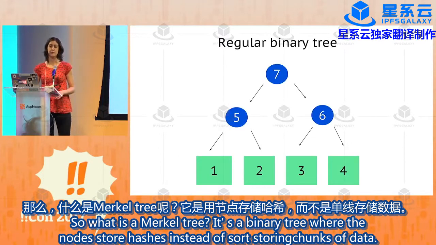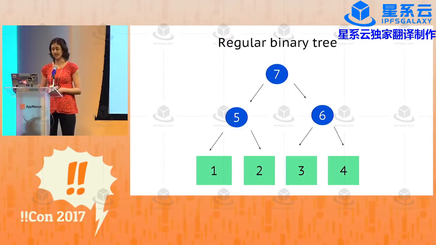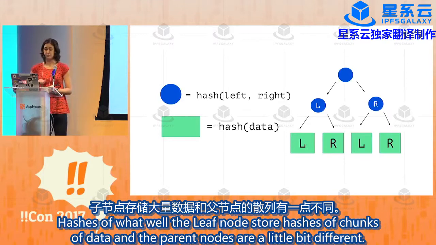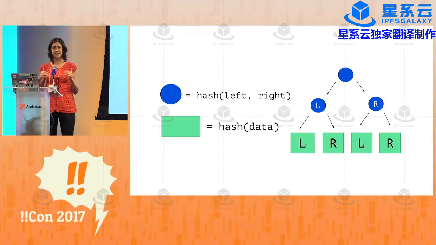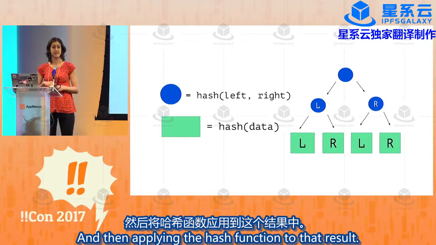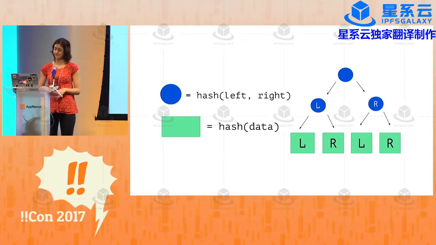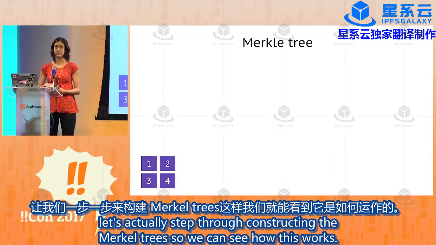It's a binary tree where the nodes store hashes instead of storing chunks of data. Hashes of what? Well, the leaf nodes store hashes of chunks of data, and the parent nodes are a little bit different. The parent nodes are the result of concatenating the left and right children and then applying the hash function to that result. But let's actually step through constructing a Merkle tree so we can see how this works.